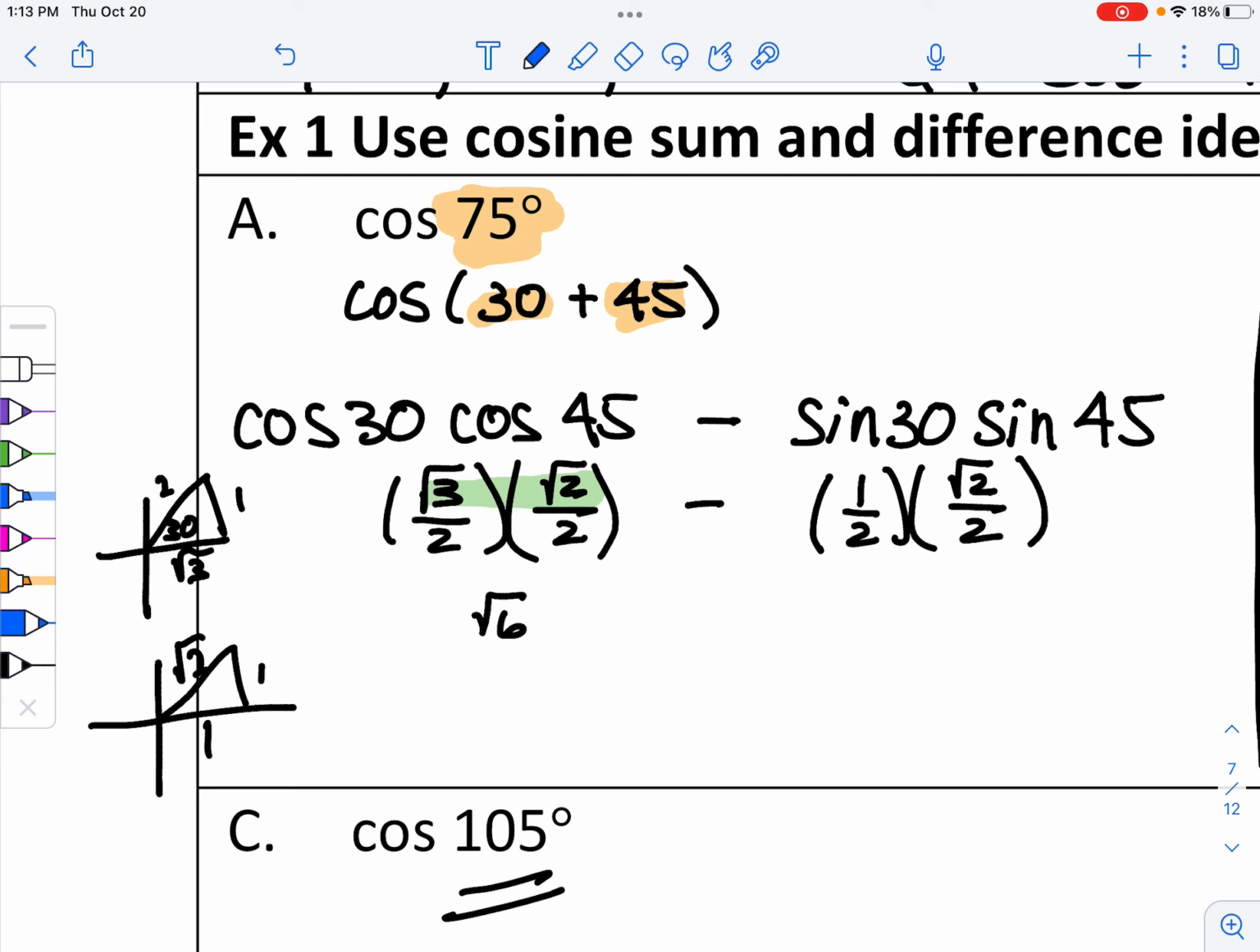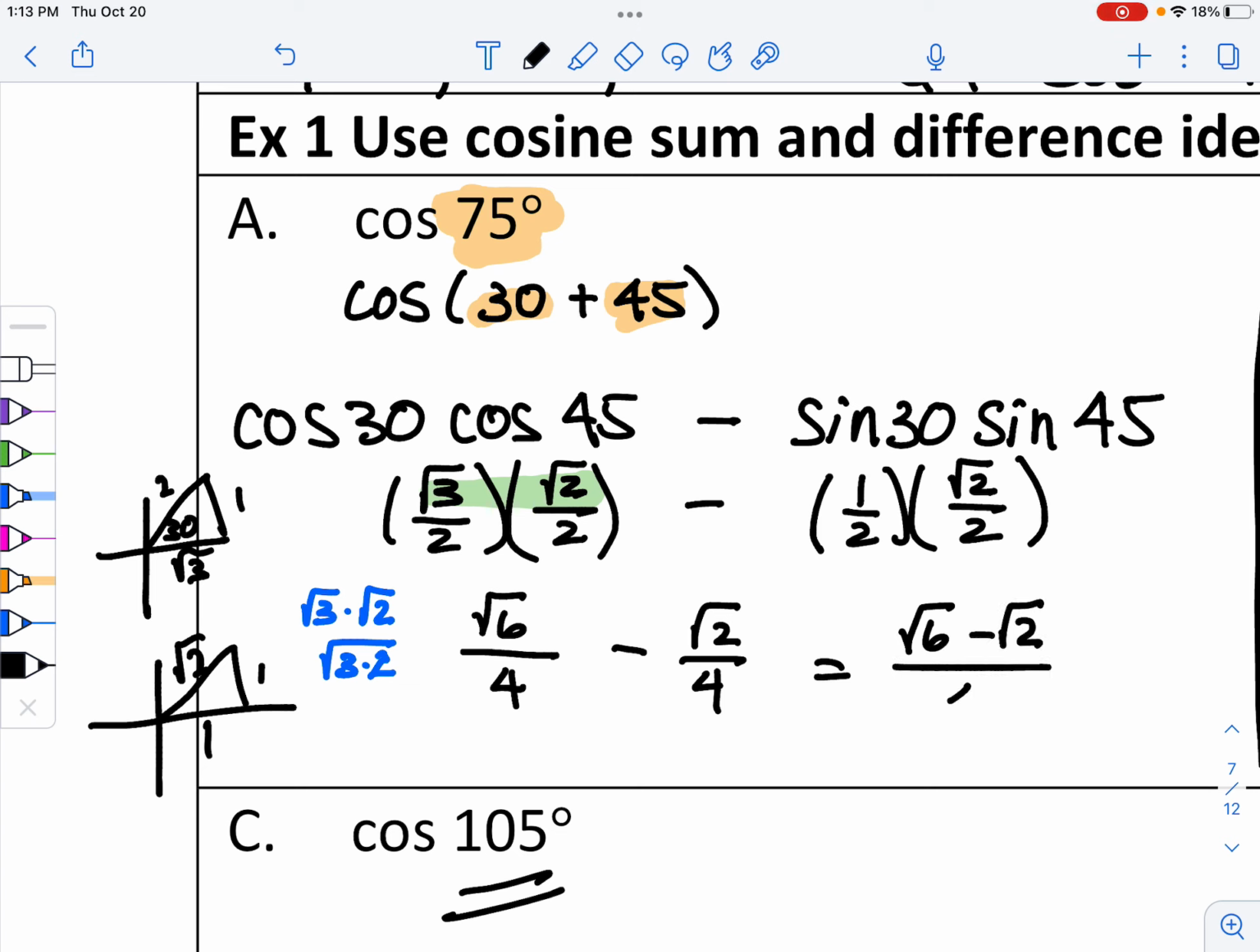So just so you guys can see the work off to the side here, root 3 times root 2 is the same thing as 1 big square root of 3 times 2, which is where I get root 6 from, over the denominator of 4. 2 times 2 is 4. Minus square root 2 over 4. And we can finalize this by combining that numerator, root 6 minus root 2. These are not like terms, so they do not combine. We leave them separate, but I do see that we do have common denominators of 4, so we can leave our answer like that.